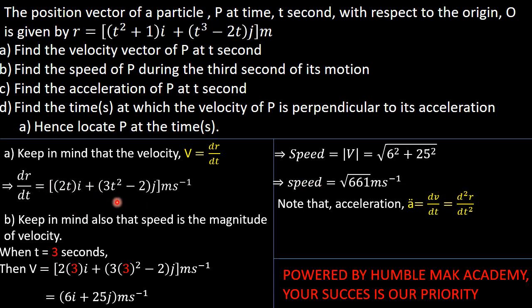So this is where we have to differentiate. We differentiate this 2ti, which simply gives us 2i. Then differentiating this 3t squared simply gives us 6t. Then differentiating negative 2 gives us 0. So guys, if we do that, we are going to have our a double dot to be 2i plus 6t j meters per second squared. So guys, this is our acceleration. This is the acceleration we were asked to find.